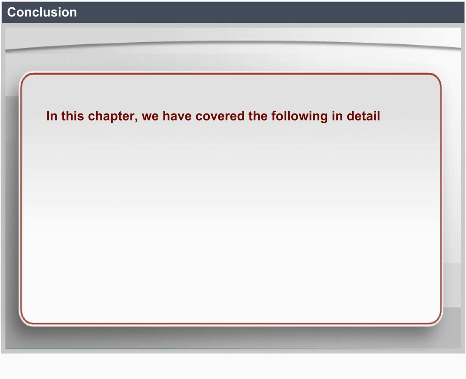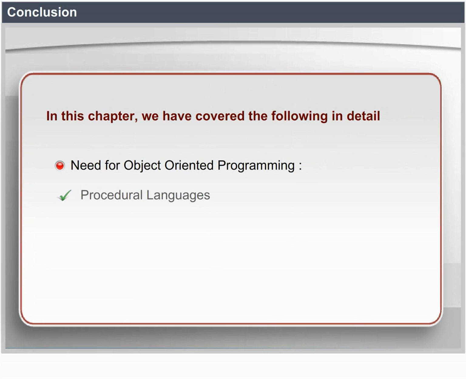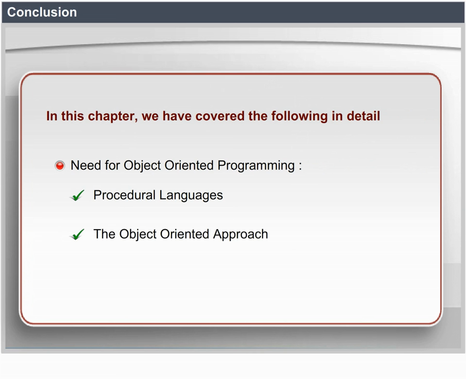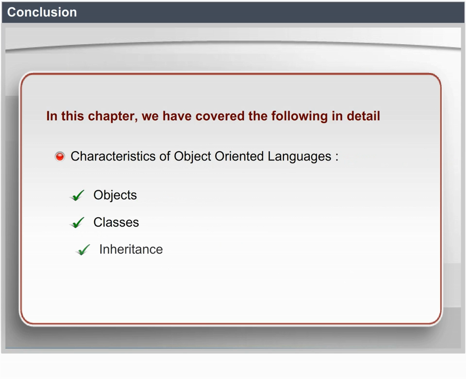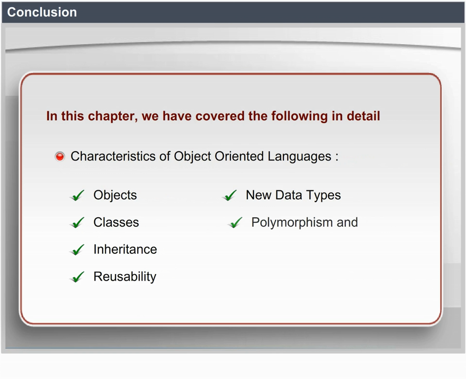Conclusion. In this chapter, we have covered the following in detail: need for object-oriented programming, procedural languages, the object-oriented approach, advantages of object-oriented programming, characteristics of object-oriented languages, objects, classes, inheritance, reusability, new data types, polymorphism, and overloading.